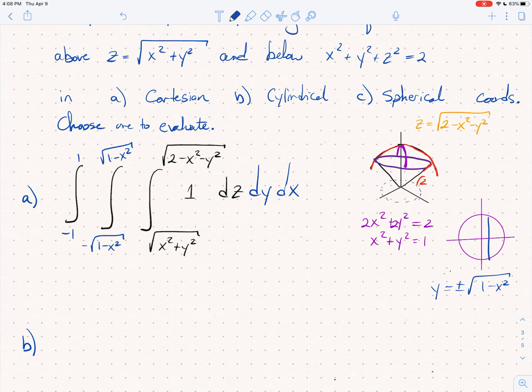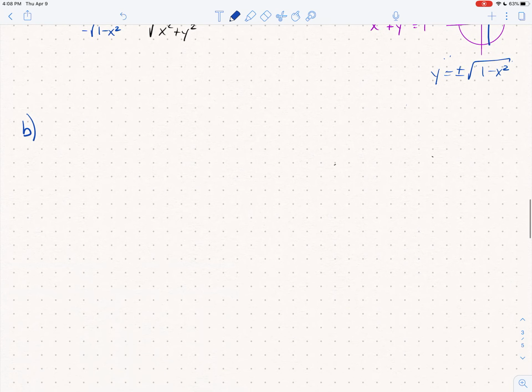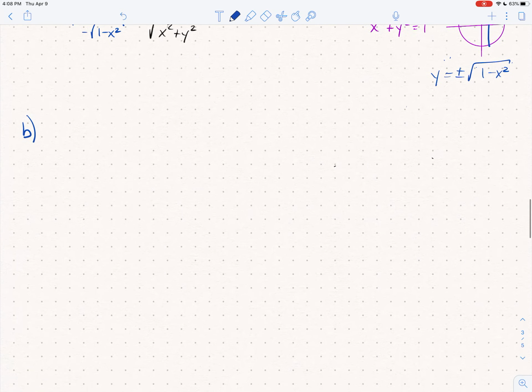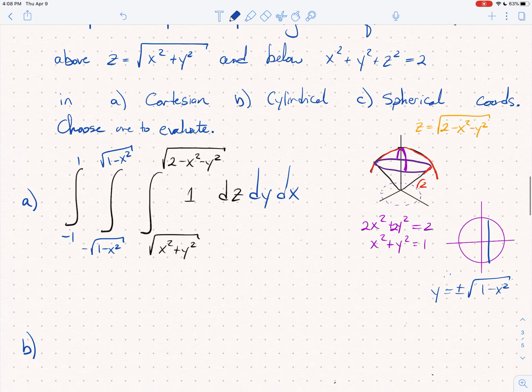It's Easter. Let's try and keep life somewhat positive, especially with all that's going on. Let's try to set things up in the other coordinate systems before we try and evaluate this. So let's go on to cylindrical, and let's see if it goes any better.